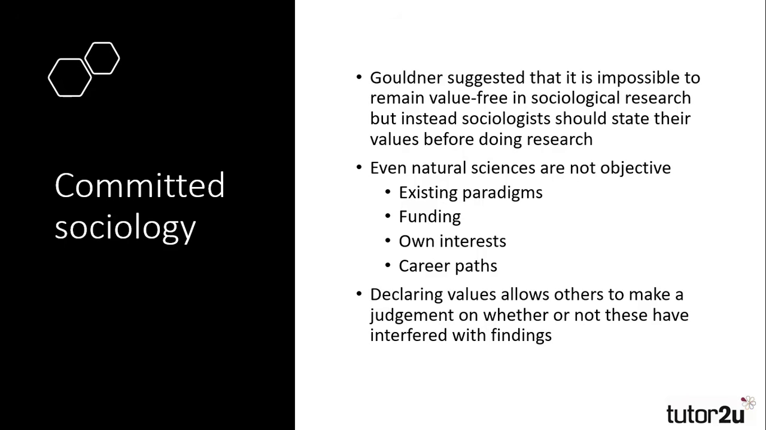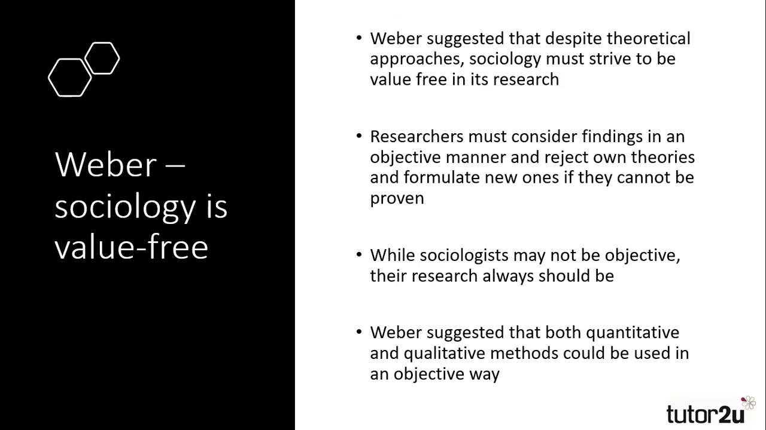Sociologists and researchers in other fields, including the natural sciences, are influenced by too many other variables to remain objective, with issues such as existing paradigms, the role of funding bodies, a researcher's own interests, and their career aspirations all potentially impacting on their choice of research topic. By declaring these interests, they can be seen as subjective, but the design, conduct and findings of their research can be judged separately to be objective.